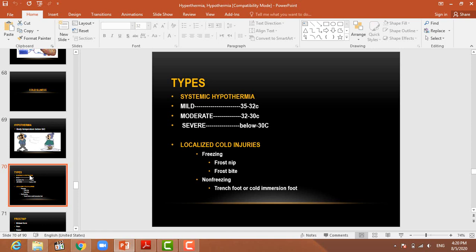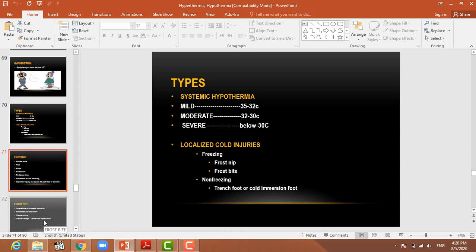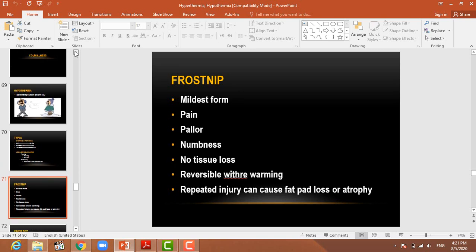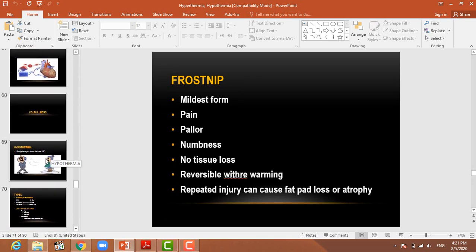Then there may be localized cold injuries, for example freezing, frost nip, and frostbite, and non-freezing injuries like trench foot or cold immersion foot. These are the different names you must know, and how they occur: pallor, numbness, frost nips. But you do not need to memorize each thing. You should just know the different names of the cooling illnesses and the main temperature at which they start, which is below 30.